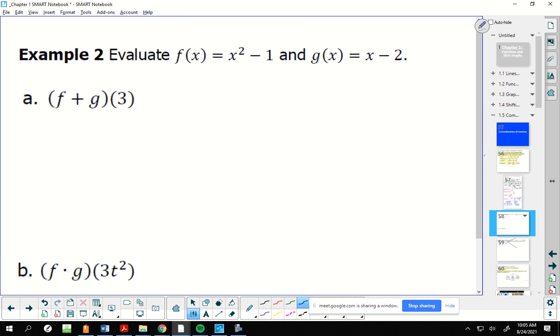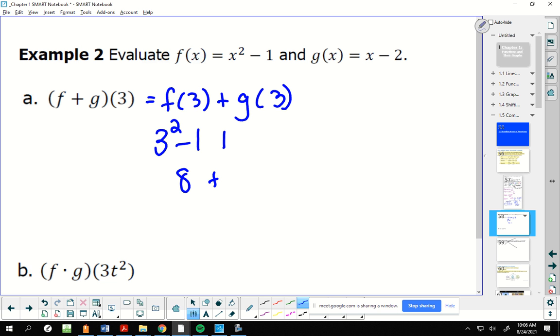Evaluate means plug in. Evaluate when f of x is x squared minus 1 and g of x is x minus 2. So what we can do here is we can do f of 3 plus g of 3. So we can plug in 3 for x into both functions. So when I plug in 3, we get 3 squared minus 1, so that's 8, plus, when I plug in 3 into g, that's 3 minus 2, which is 1, and 8 plus 1 is 9.